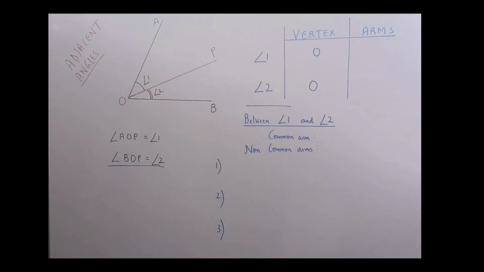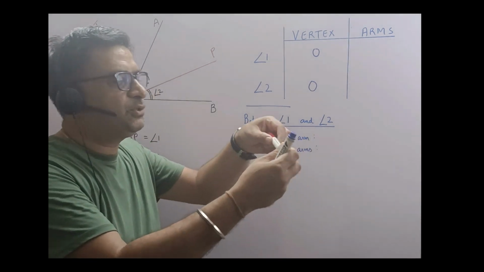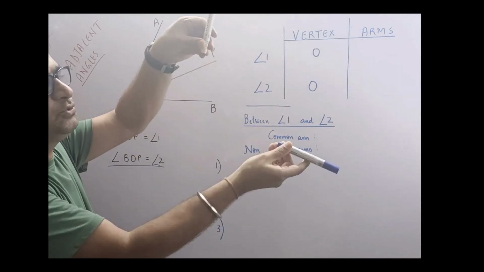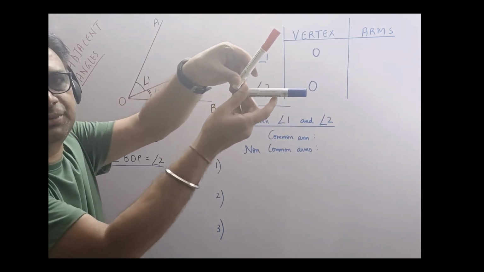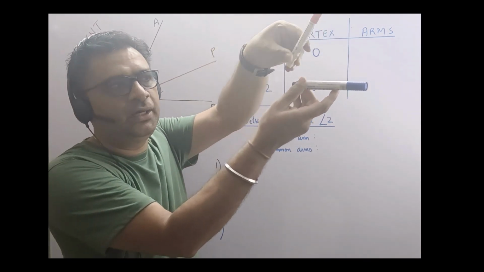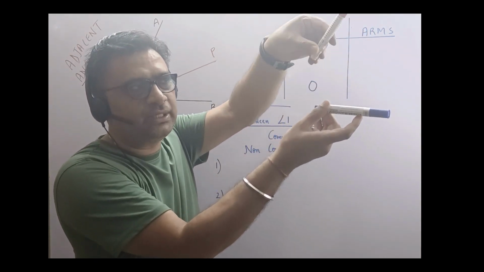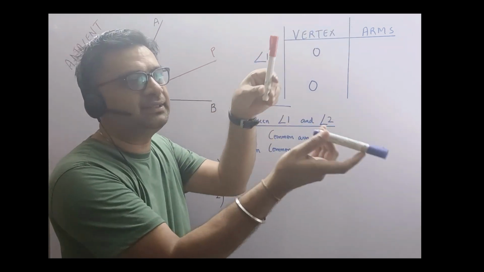Now let's come to the arms of these angles. Well, coming to these markers as I have in my hand. These are the two arms, in this case, two arms. There could be lines or line segments. When they meet or intersect, we get an angle. So the two lines or the two line segments, in this case, this and this, are the arms.